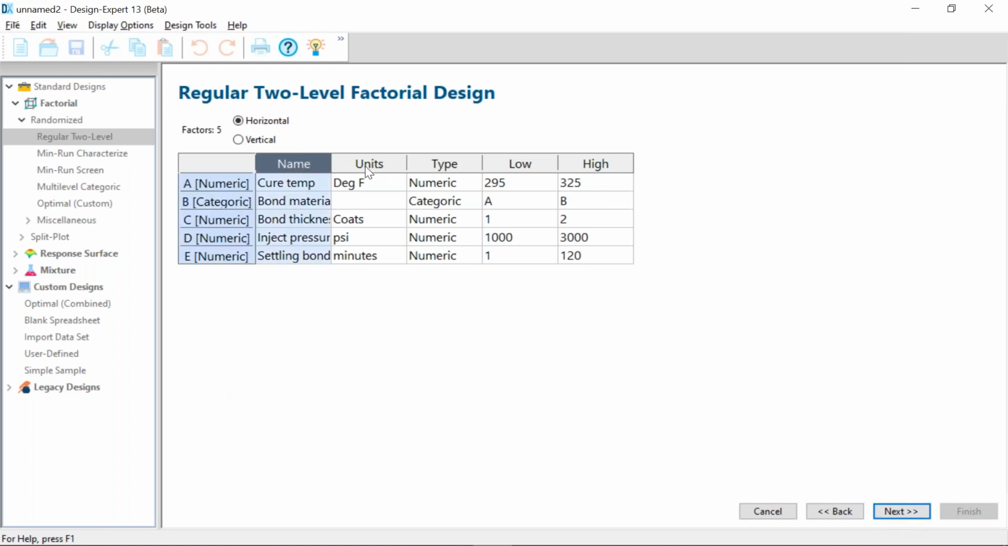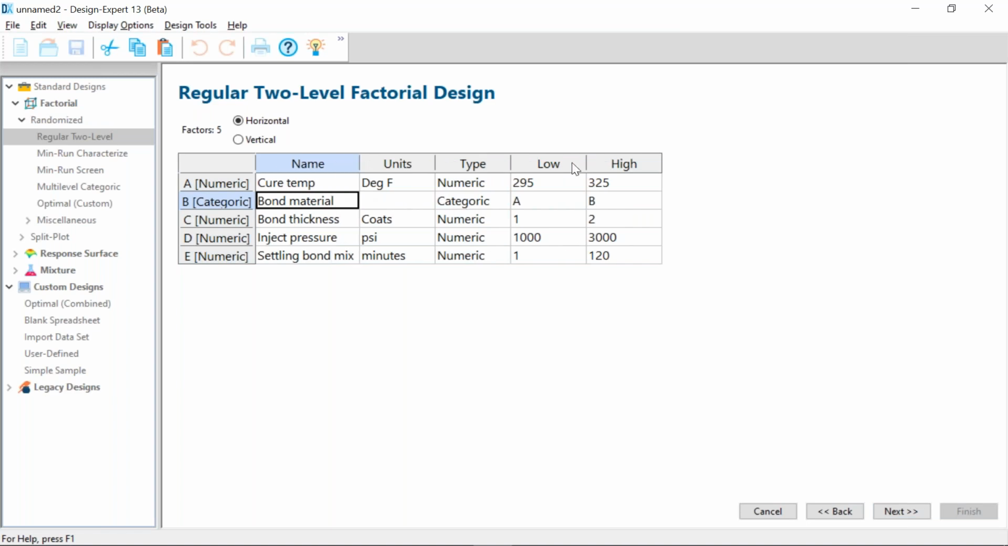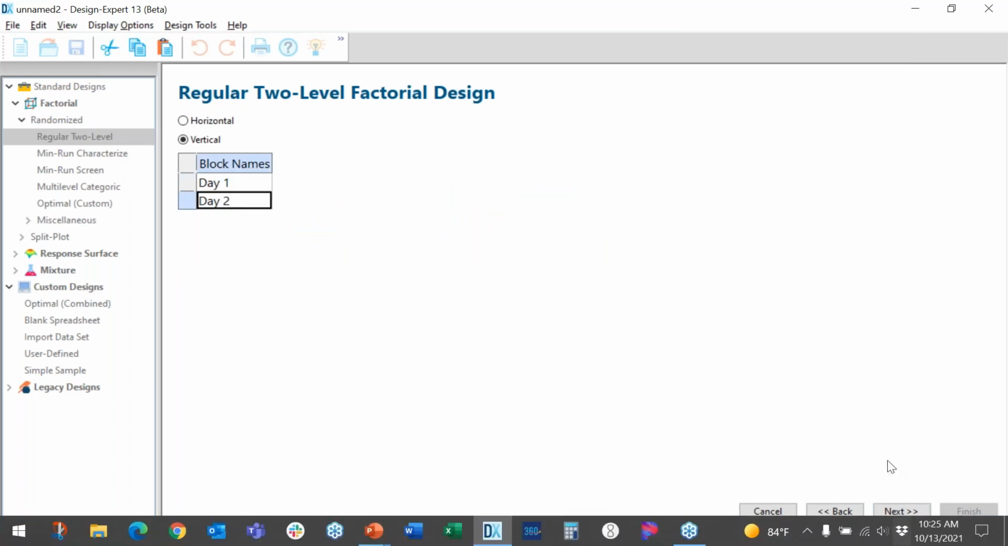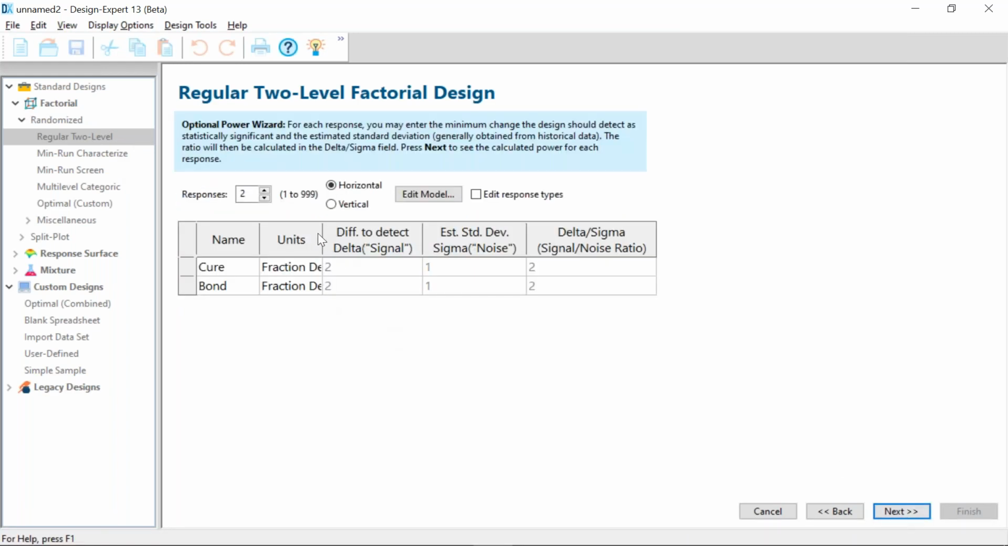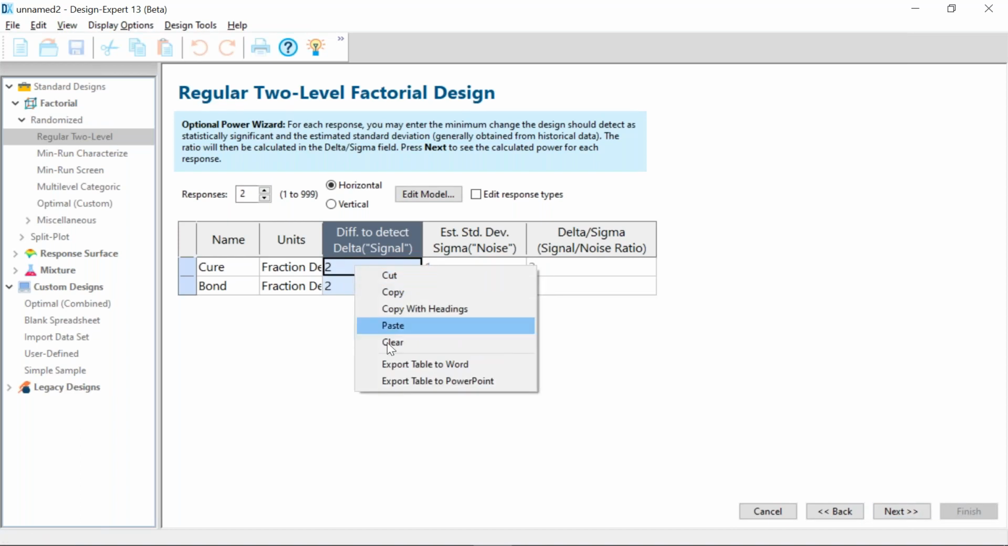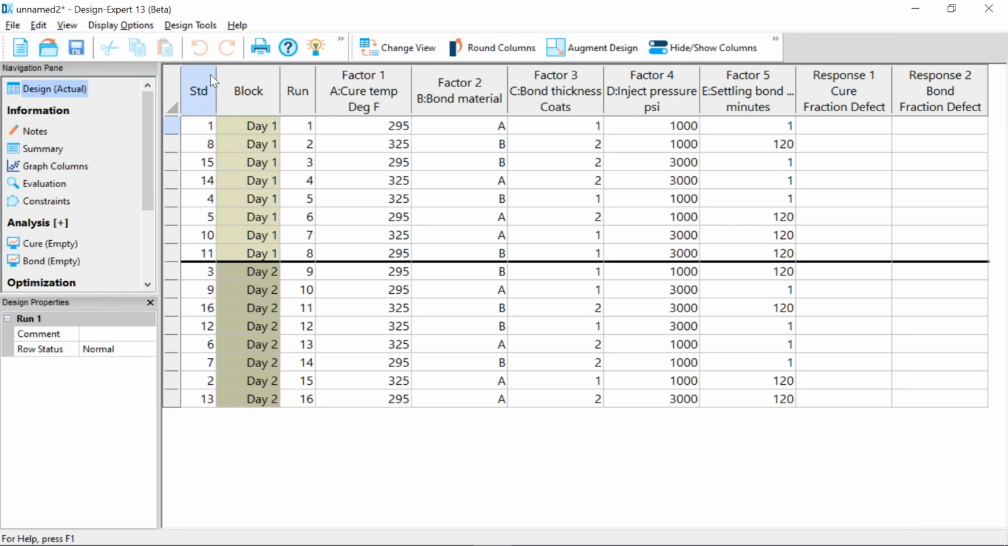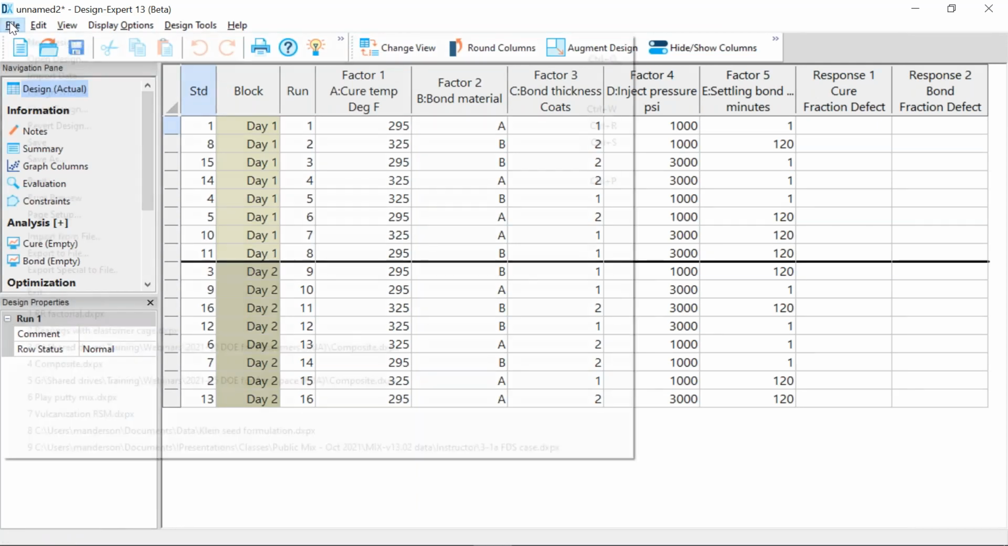Here's where we enter in the names, units, the types of factors, the bond material being categoric, and then enter in the levels if it's numeric, and then the types if it's categoric. And then the blocking, this was done day by day, so you can enter that in. And then the responses, and normally I would do a power calculation, but in this case, let's just clear this out and press right ahead to the final results because we know that it was significant. But normally I would do that power calculation.